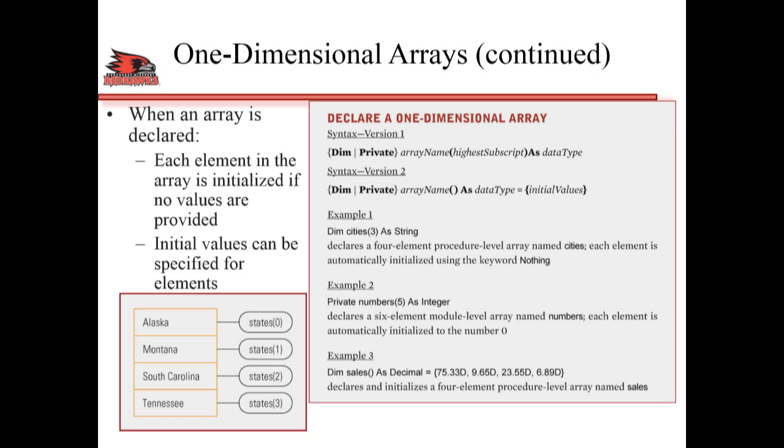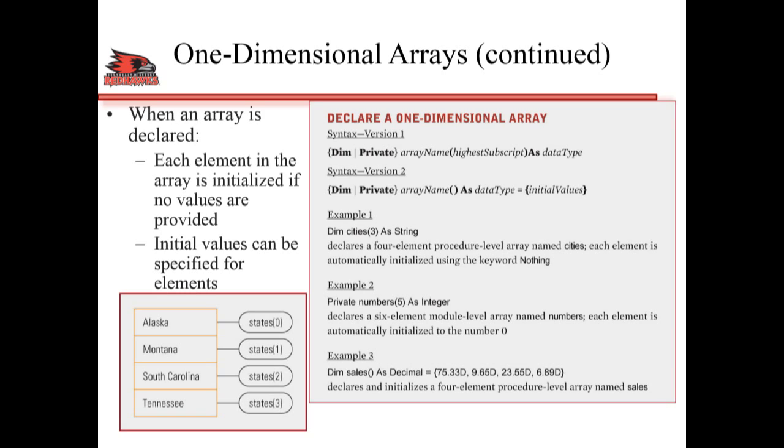The way we declare an array is similar to how we declare scalar variables. It starts with a Dim or a Private, based on the scope of the variable, what can access the variable. But the difference here is that after the variable name or the array name, there are a couple of parentheses which we need to use when we are defining or declaring arrays.